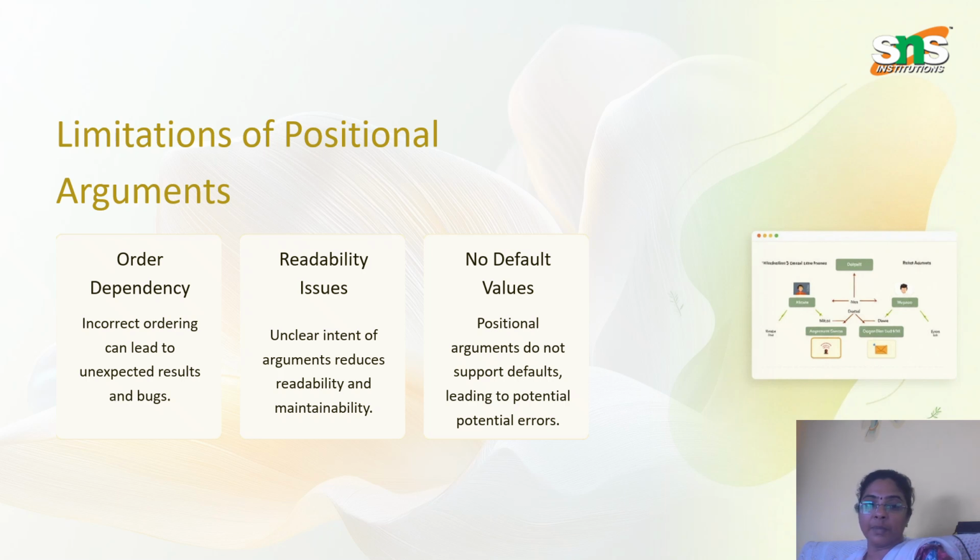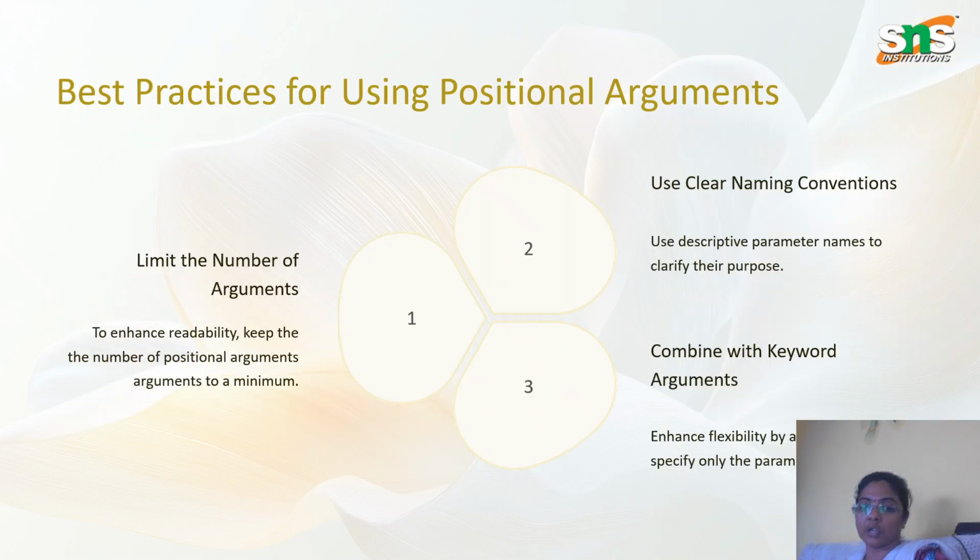And then the limitations of the positional arguments are that it depends on the order, there are readability issues, and there are no default values. So incorrect ordering can lead to unexpected results and bugs. The unclear intent of arguments reduces the readability and maintainability. The positional arguments do not support defaults, and that may lead to potential errors also. So these errors are rectified by limiting the arguments, and then it avoids confusion over the programming code.